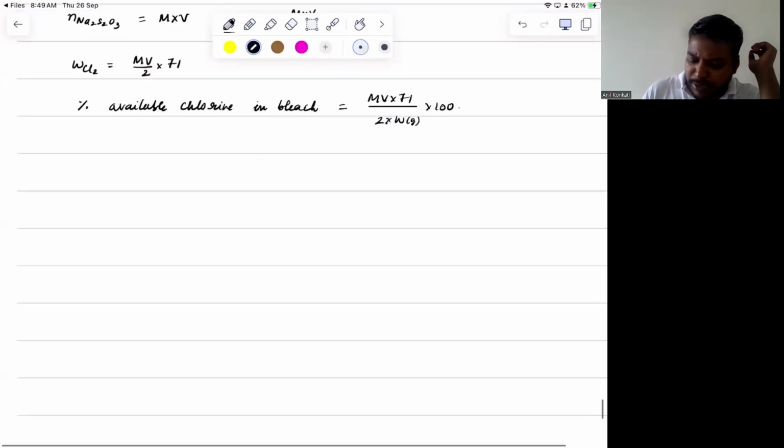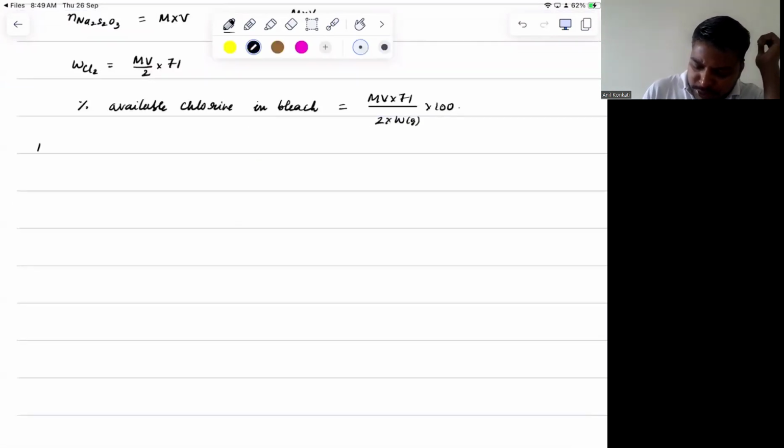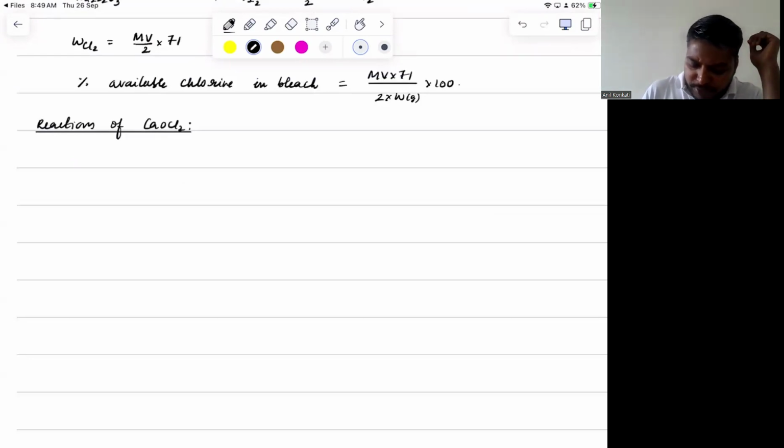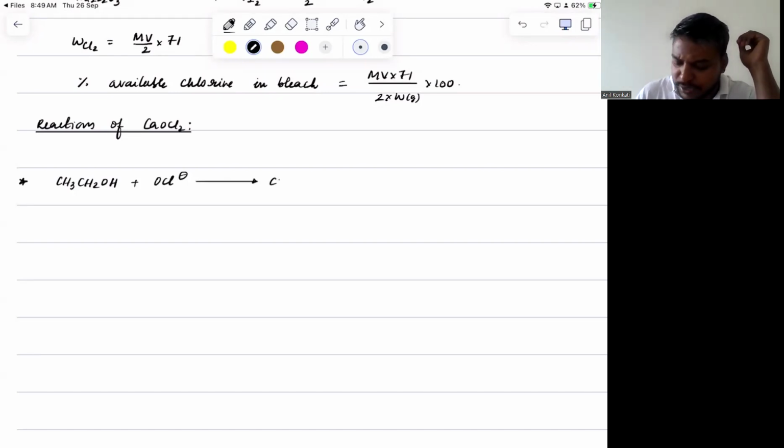Bleaching powder uses are many. Okay. Reactions of CaOCl2. In fact, basically we are talking about OCl minus. If you have CH3CH2OH, an alcohol, that is ethanol, and if you use OCl minus, we know that it is a haloform reaction. So we'll get CHCl3 plus (HCOO)2Ca. This is the product formed.